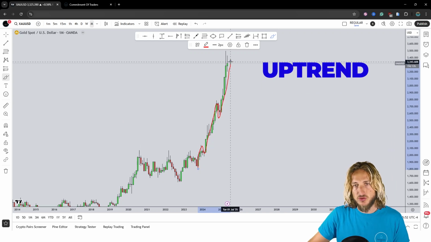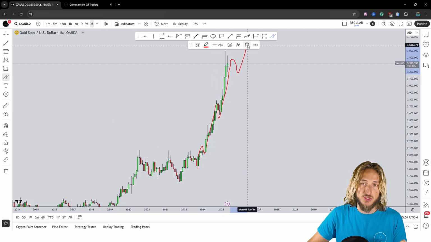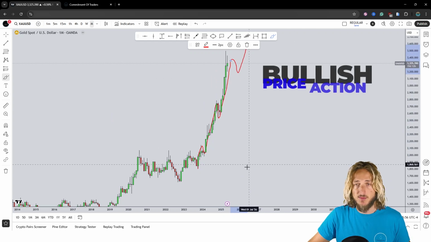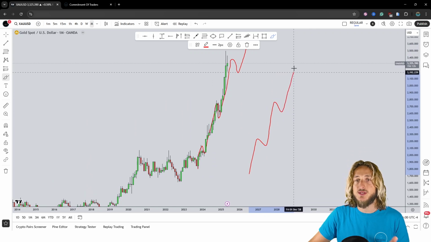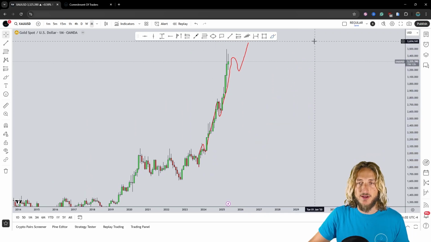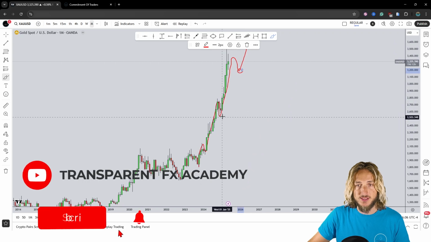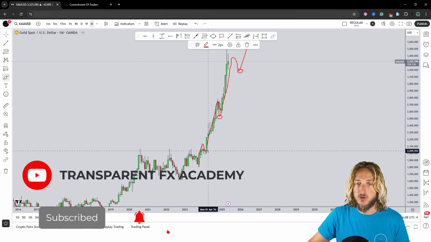The next logical step would be to see first a correction and then the continuation to the upside, because that is the definition of an uptrend. When the market is in an uptrend, you expect the creation of higher highs and higher lows, with every time new institutional buyers entering after a correction.